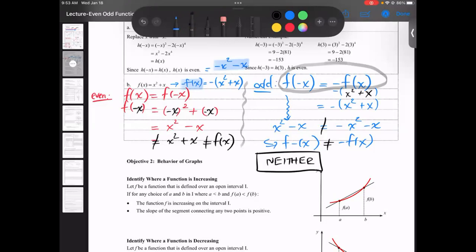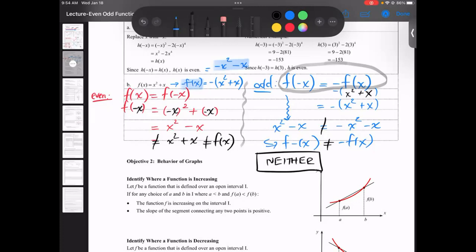So the original equation is just what you f of x, always f of x. It's just what you plug in. Yes, what you plug in. And then you could plug in either f of negative x or negative f of x.